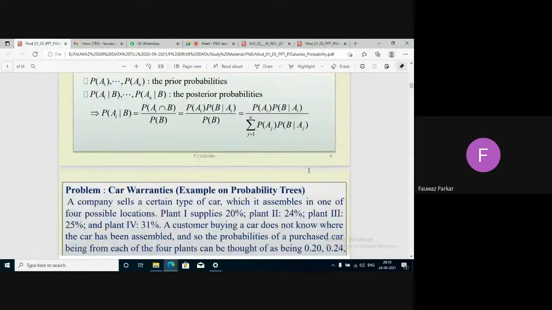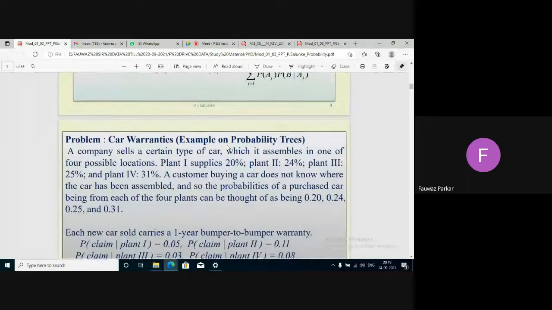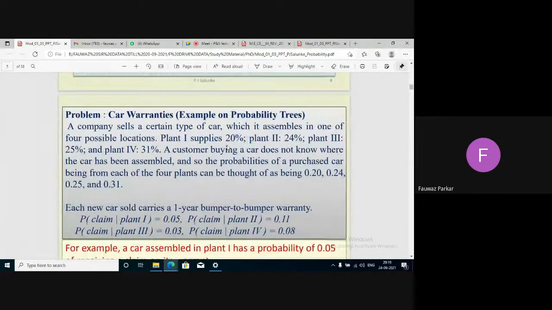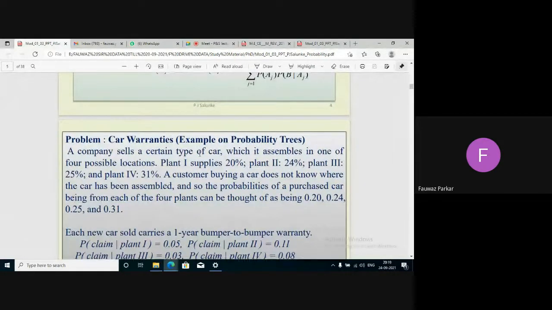Fine. Simple example है, we'll just run through some examples, normal examples. So a company sells a certain type of car which it assembles in one of 4 possible locations. तो एक कार वारंटी का प्रॉब्लम है, ठीक है. So a company is there, it sells a certain type of car which is assembled in 4 possible locations. तो उसमें से plant 1 जो है it supplies 20%, plant 2 24%, plant 3 25%, plant 4 31%. Customer buying a car does not know where it has been assembled.